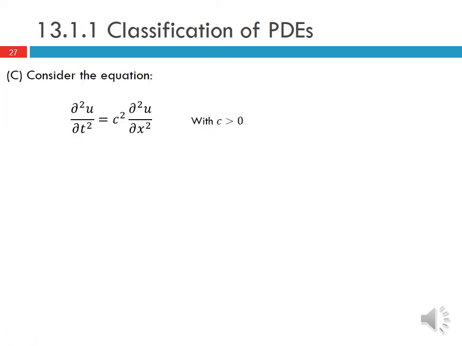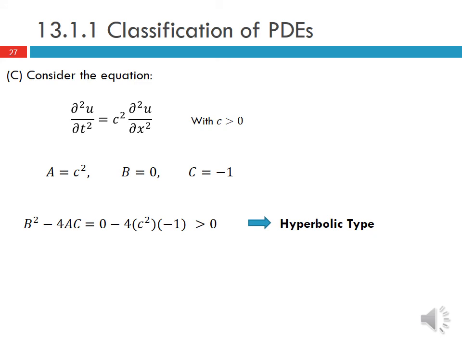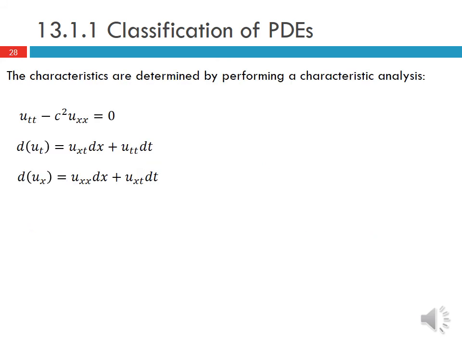So let's look at another example. We've got the equation here, partial squared u by partial t squared equals c squared, partial squared u by partial x squared, where c is greater than 0. So here a is equal to c squared, b is equal to 0, and c is equal to minus 1. So b squared minus 4ac is equal to 0 minus 4c squared times minus 1, which is greater than 0, which means this is a hyperbolic PDE.